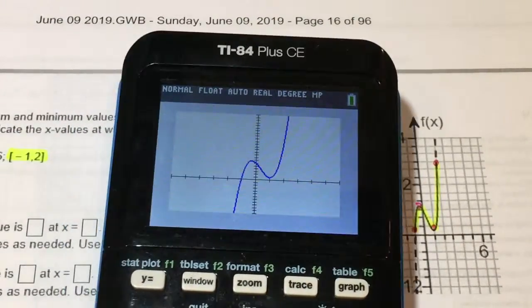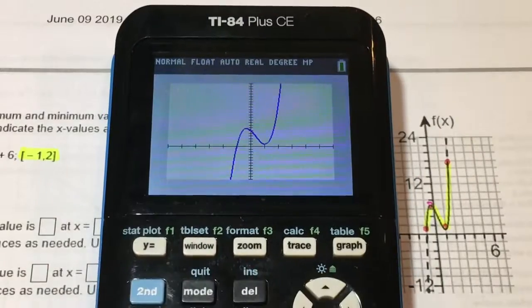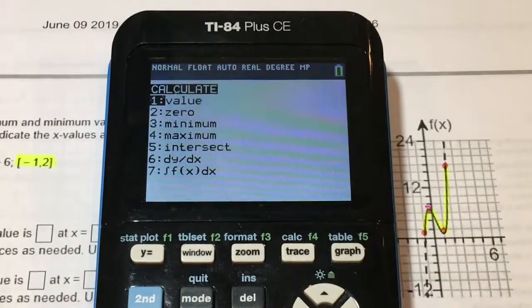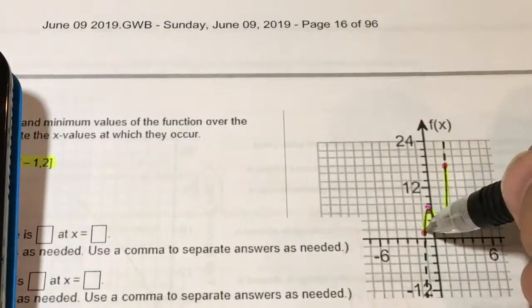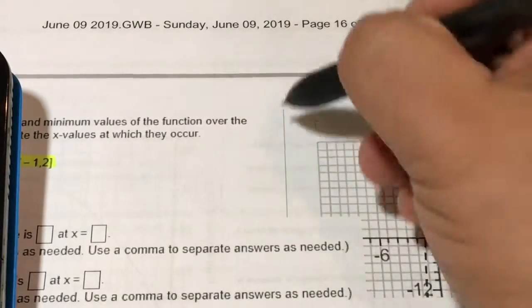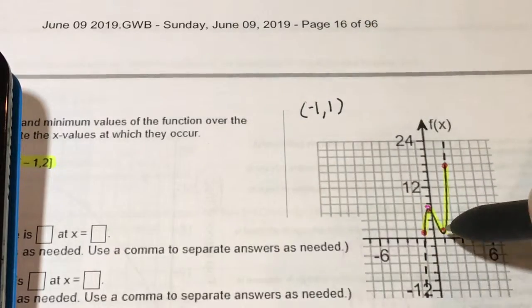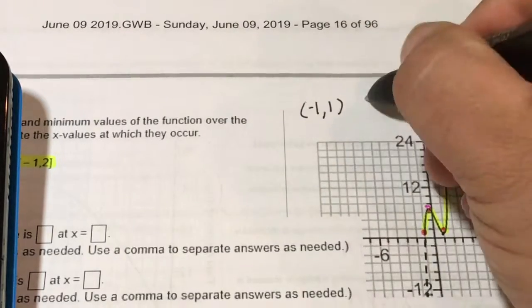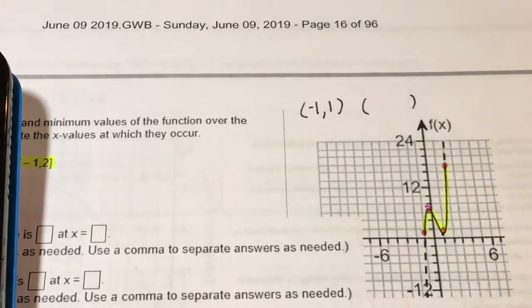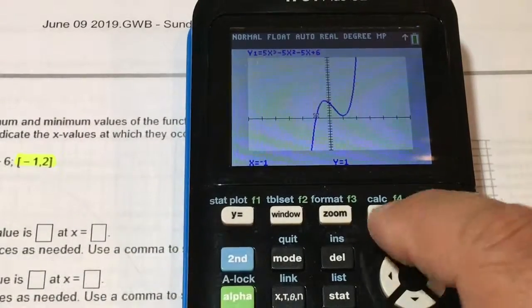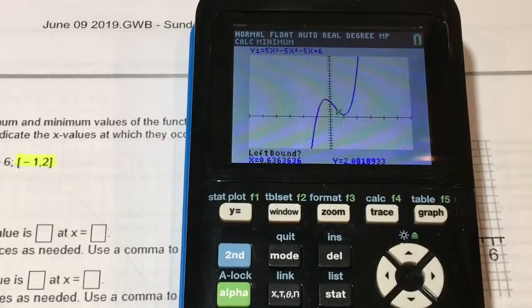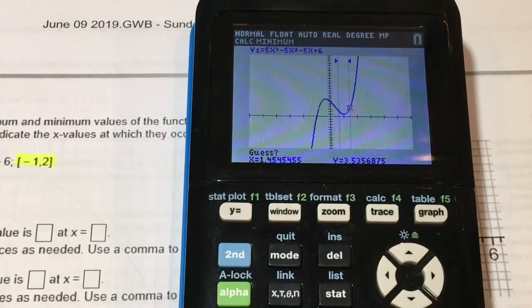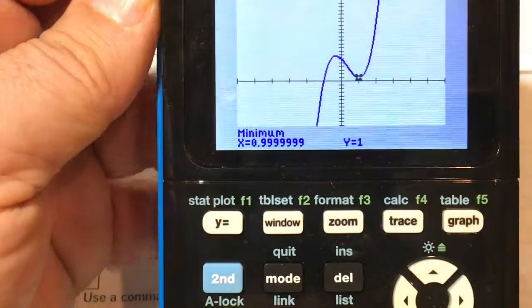Really nice. Now, I want to find out what the value is at the endpoint, negative 1. So I'm going to hit second, calc, value, negative 1. At negative 1, the value is 1. So this coordinate here, this endpoint, is negative 1, 1. Now I want to find out what this minimum is. It looks to be 1, 1. So let's test that. I'm going to hit second, calc, minimum. I'm going to go past my maximum. Enter. I'm going to go to the right of it. Enter. I'm going to enter again. And notice it is at 0.9991 or 1, 1.